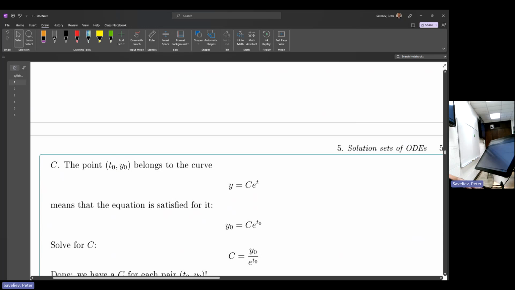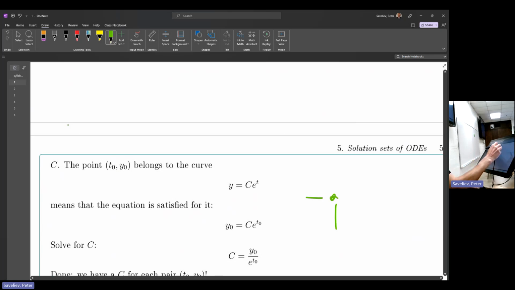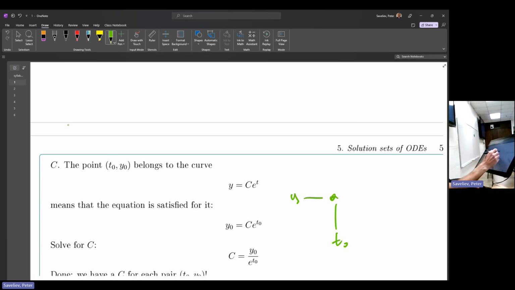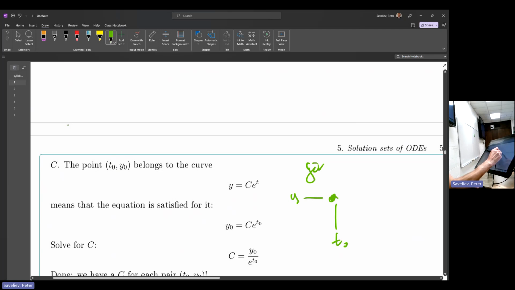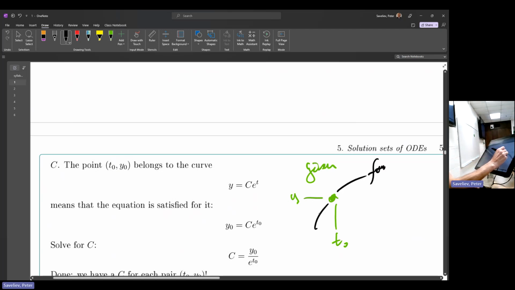Because the exponential function is never equal to zero, it is safe to divide by e to the t naught. And so we solve for c very simply, because the family was fairly simple. Then c is found if we have a point on the plane, like this t naught, y naught, and that's a given. And then we found the curve by finding c. So everything is covered.